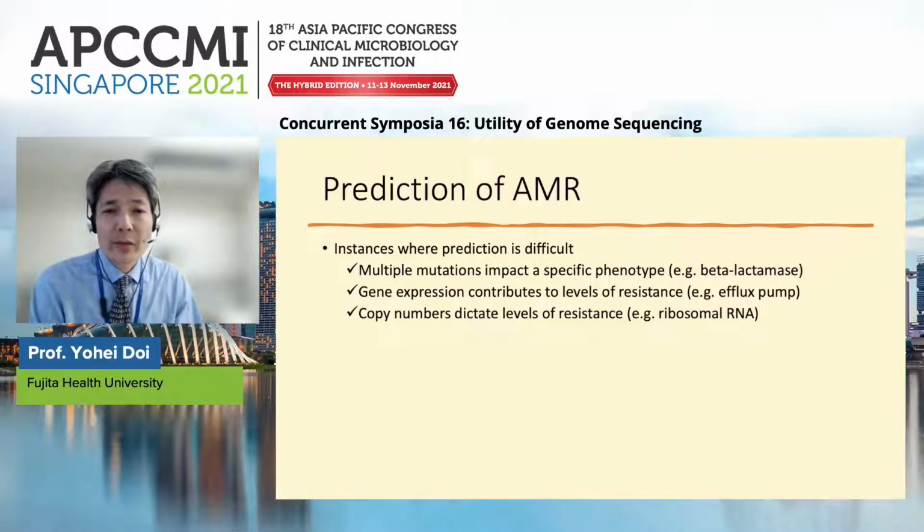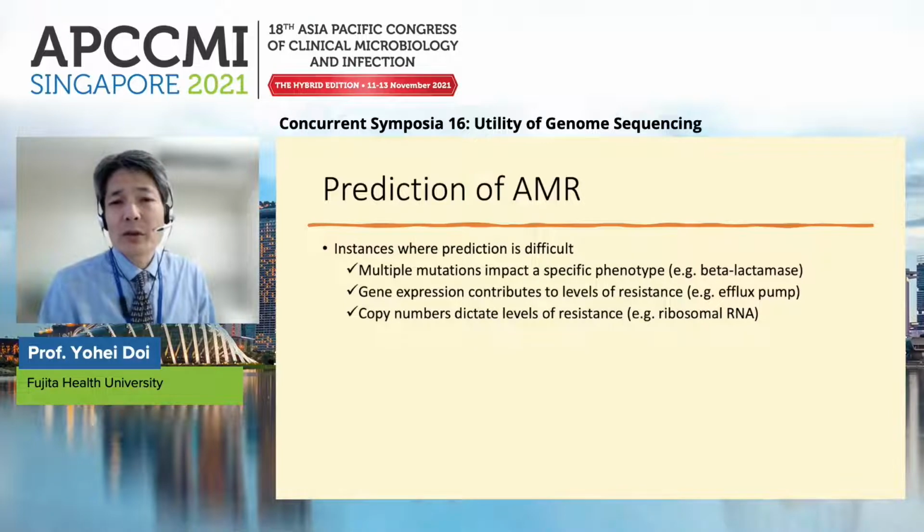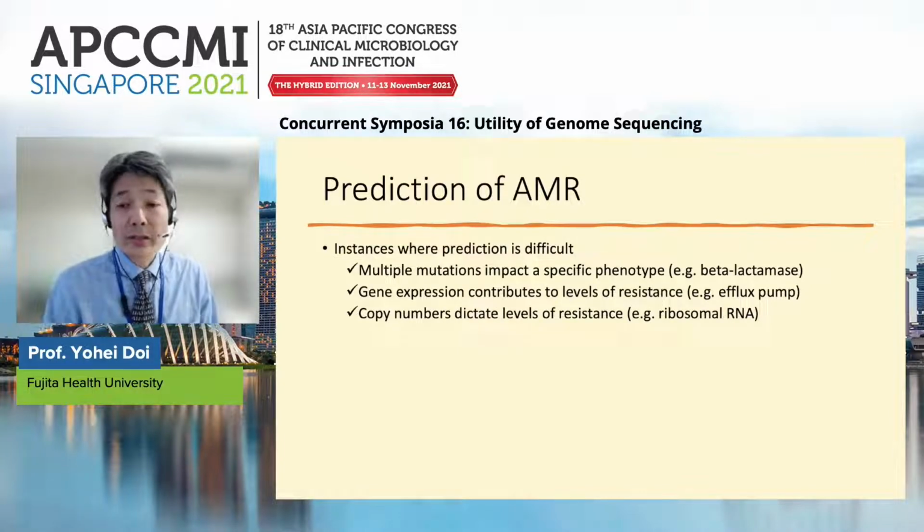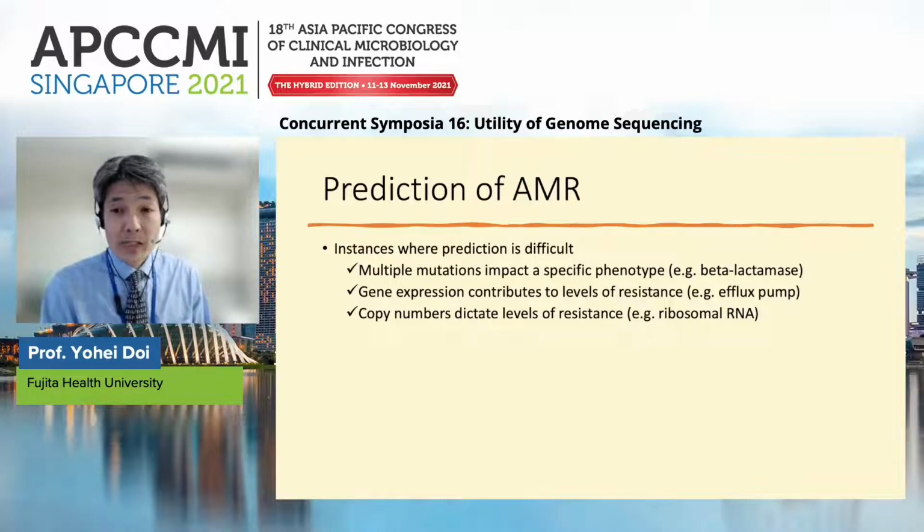But there are instances when prediction is difficult. One is when multiple mutations impact a specific phenotype, and this happens in mechanisms like beta-lactamases. Also, gene expression can contribute to the levels of resistance, for example, with the efflux pump. And we're recently finding out that copy numbers of a given gene can also impact levels of resistance, like with ribosomal RNA genes. And these features are difficult to predict solely based on sequencing of the DNA.